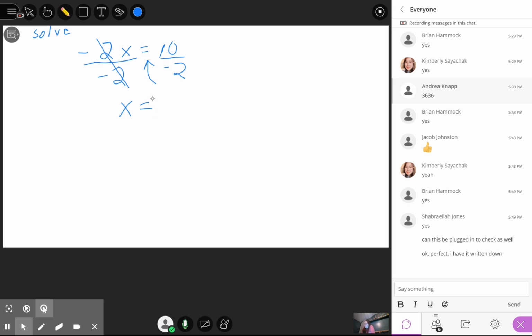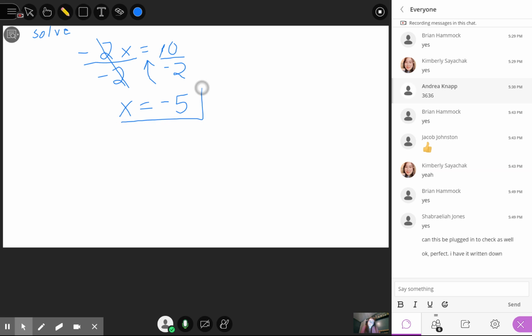The equals I'm going to bring straight down. And on the right, I have 10 divided by -2. Positive divided by negative is always negative. But if you don't have that memorized, you can just do it on your calculator and double check. You could also write that on your note card, that positive divided by negative is always negative.